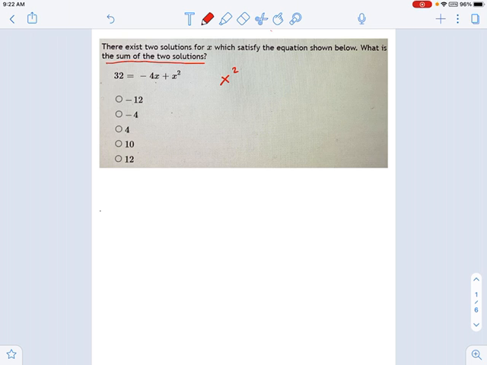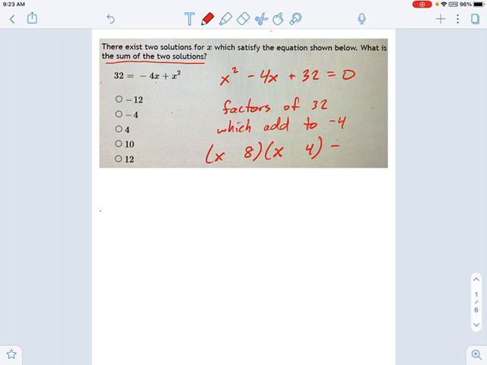So as I rewrite this equation, I get x squared minus 4x plus 32 equals 0. So I factor that, and I will go through the steps. What we're looking for is factors of 32 which add to -4. I can do that in my head. I know it's going to be something about 8 and 4, because 8 times 4 is 32, and they're only 4 separated from each other.